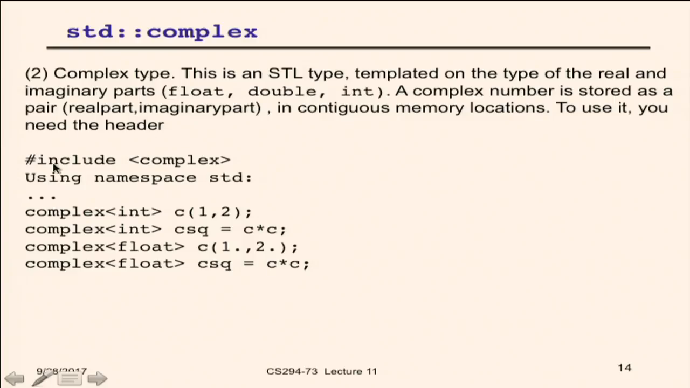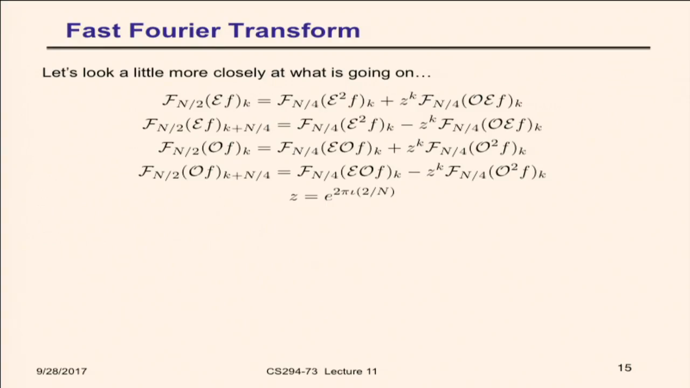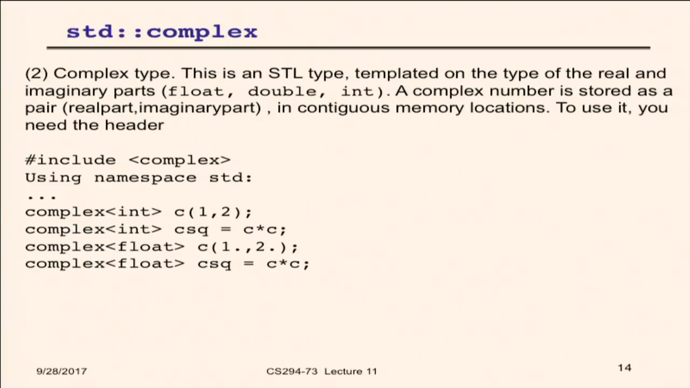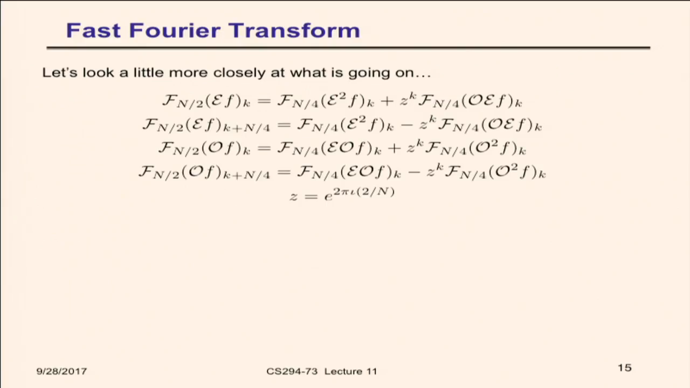So how do you get access to them? You include complex, and I'm using the standard namespace as default. So complex of int, this is what the constructor looks like. That will give you an object whose entries are complex int, whose real and imaginary parts are 1 and 2. And you can then square that using complex arithmetic. Makes perfectly good sense. Complex float, C of 1.0, 2.0, and then you can square that using complex arithmetic. All of this just comes with complex. So imagine our relief. We no longer have to worry about writing our own complex data type.